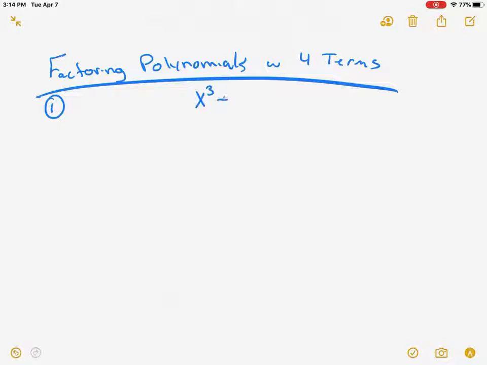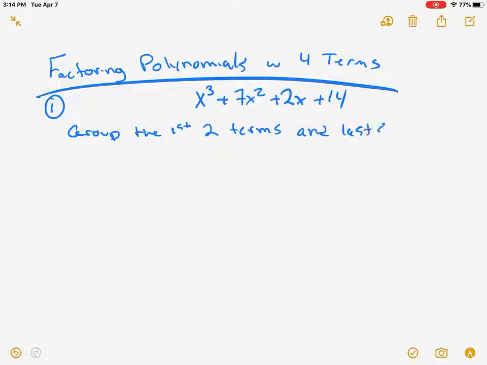So we have x to the third plus 7x squared plus 2x plus 14, right? So in step 1, we group the first 2 terms and the last 2 terms. What does that mean? Well, it means we take a dotted line right through here and we split that in half. Okay? Second step. We then factor out the greatest common factor from each binomial.